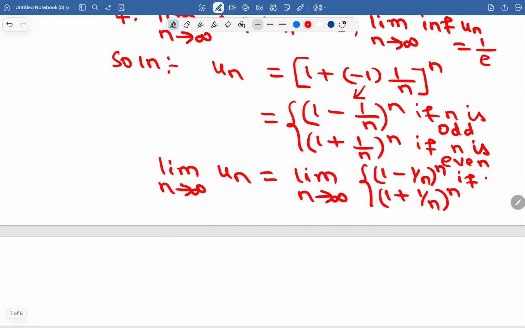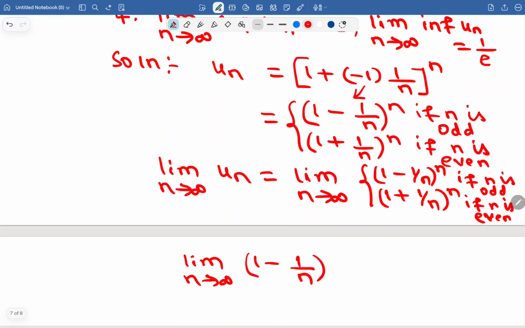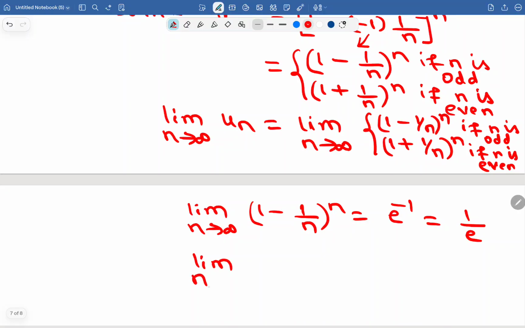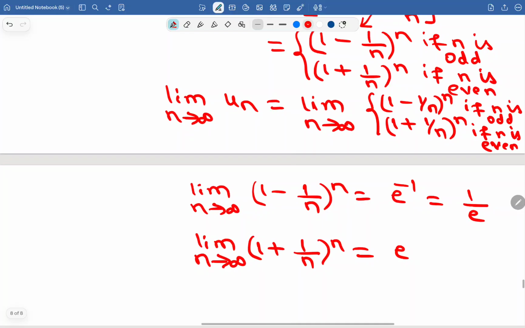Here if n is odd, here if n is even. Limit n tends to infinity (1 minus 1 by n) power n is, value is e power minus 1, 1 by e. Limit n tends to infinity (1 plus 1 by n) power n, which is equivalent to e.